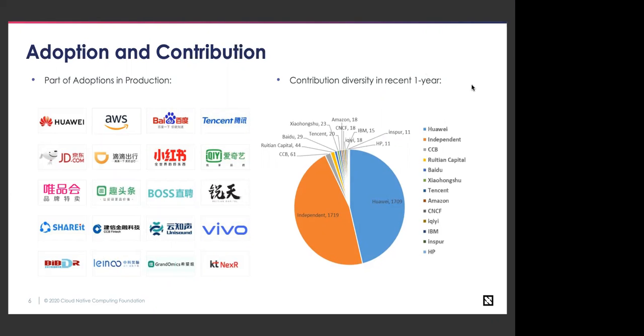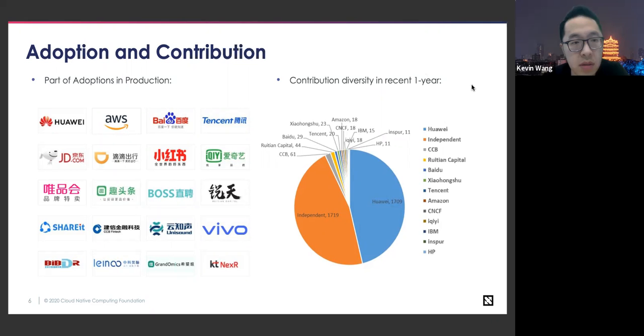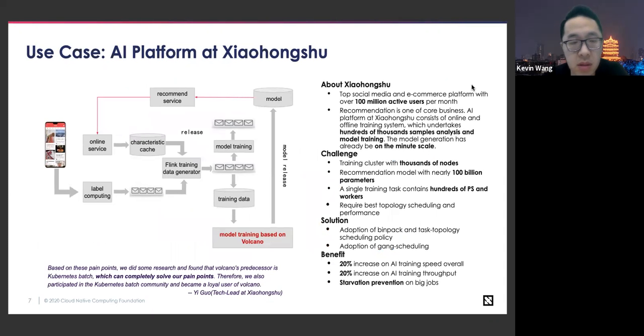Cool. Great. Okay. Thanks. So I will just go through some of the use cases. Actually, these use cases are already published, and some of them are already posted as blog posts on the CNCF website. So the first one is the AI platform running at a company called Xiaohongshu. Xiaohongshu is one of the top social media and e-commerce companies in China.